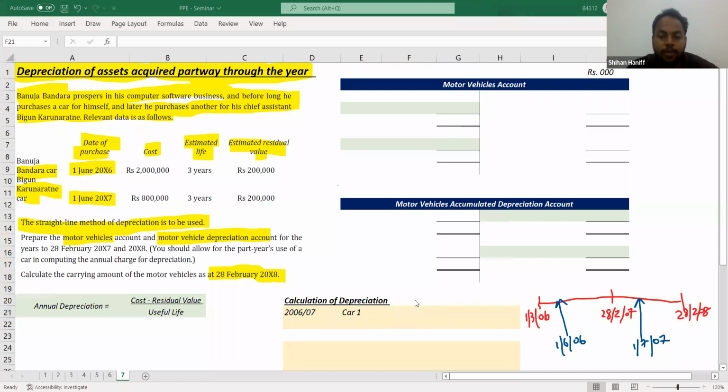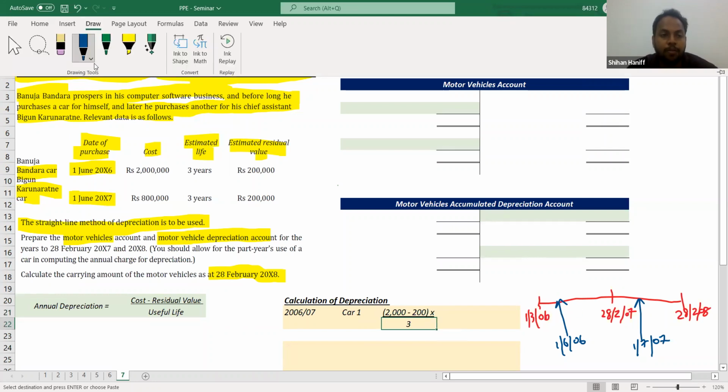You can calculate the depreciation for that. Cost minus residual value. Cost is 202 million. Residual value is 200,000. So cost minus residual value divided by a useful life of 3 years. Then how many months? You need to check for how many months we need to depreciate.